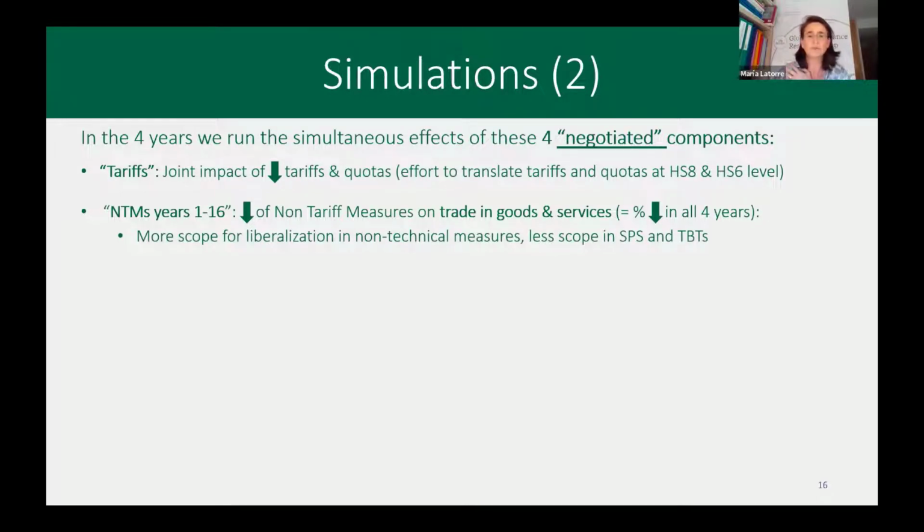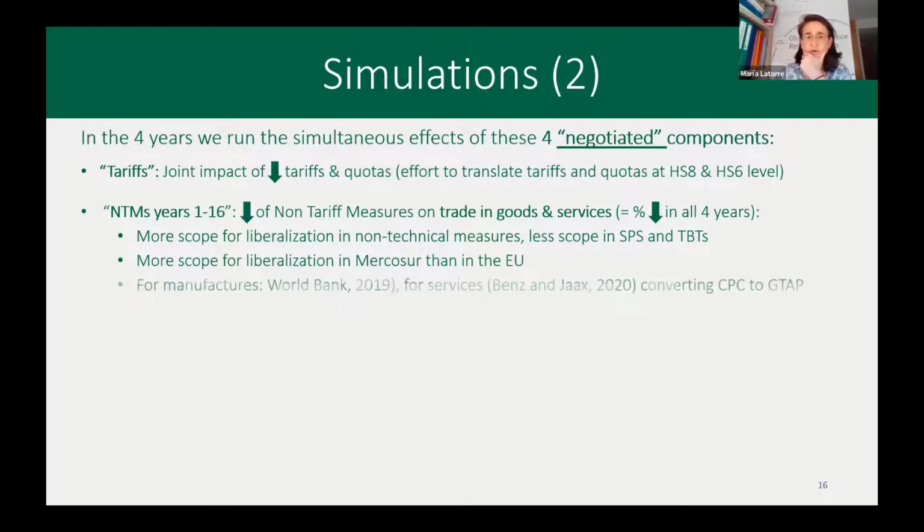We have been careful also about how we do this. We assume that it's easier, or at least less difficult, to lower the non-tariff measures related to non-technical measures such as automatic licenses, and a lot of difficulties that exporters from Europe face in reaching the Mercosur countries. And we feel there is less scope in the reduction for barriers related to SPS and TBTs, NTMs. We also find there is more scope for liberalization in Mercosur than in the EU.